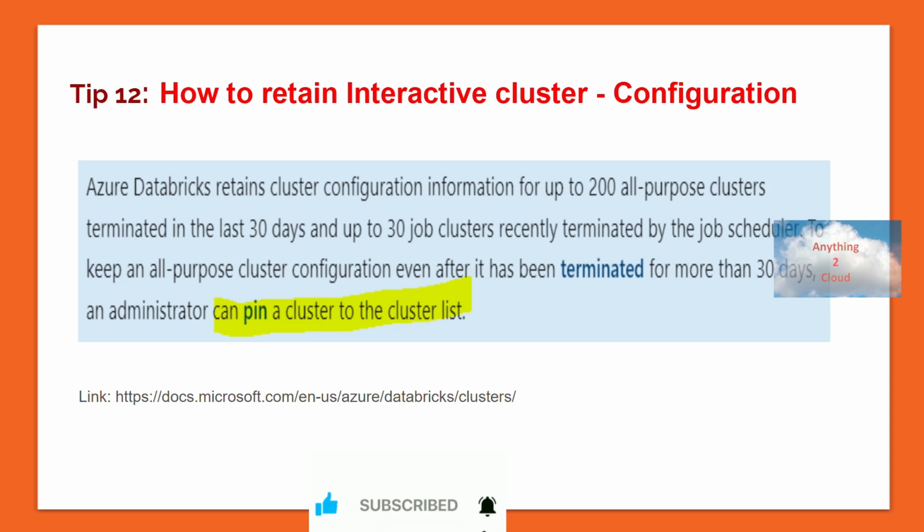The next step is how to retain interactive cluster configuration. Azure Databricks retains cluster configuration information for up to 200 all-purpose clusters terminated in the last 30 days and up to 30 job clusters recently terminated by the job scheduler. To keep an all-purpose cluster configuration even after it has been terminated for more than 30 days, the administrator can pin a cluster to the cluster list. So in short, if you want to keep the interactive cluster for a long time, the administrator should pin the cluster to the cluster list, because by default the all-purpose cluster configurations are retained only up to 30 days.